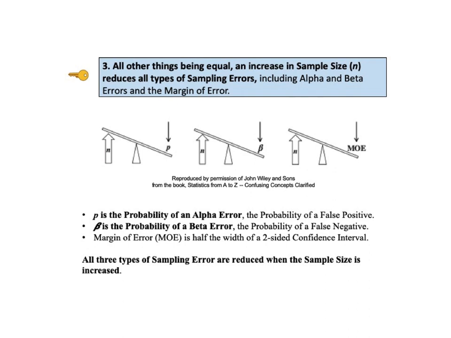There are several types of sampling error. Two types of sampling errors are described in terms of their probability. Alpha is the probability of an alpha error, that is the probability of a false positive, and beta is the probability of a beta error, that is the probability of a false negative. The third type, the margin of error, MOE, is the width of an interval in the units of the data. It is half the width of a two-sided confidence interval. All three types of sampling error are reduced when the sample size is increased.